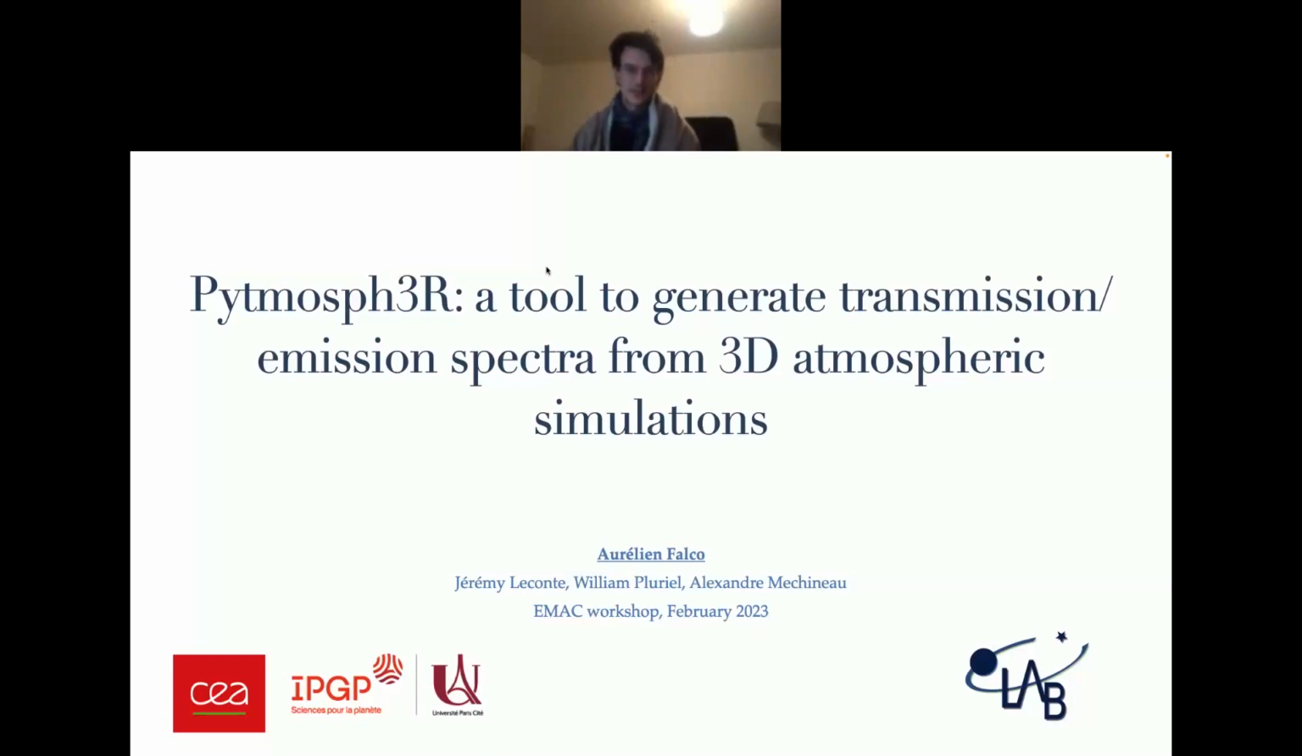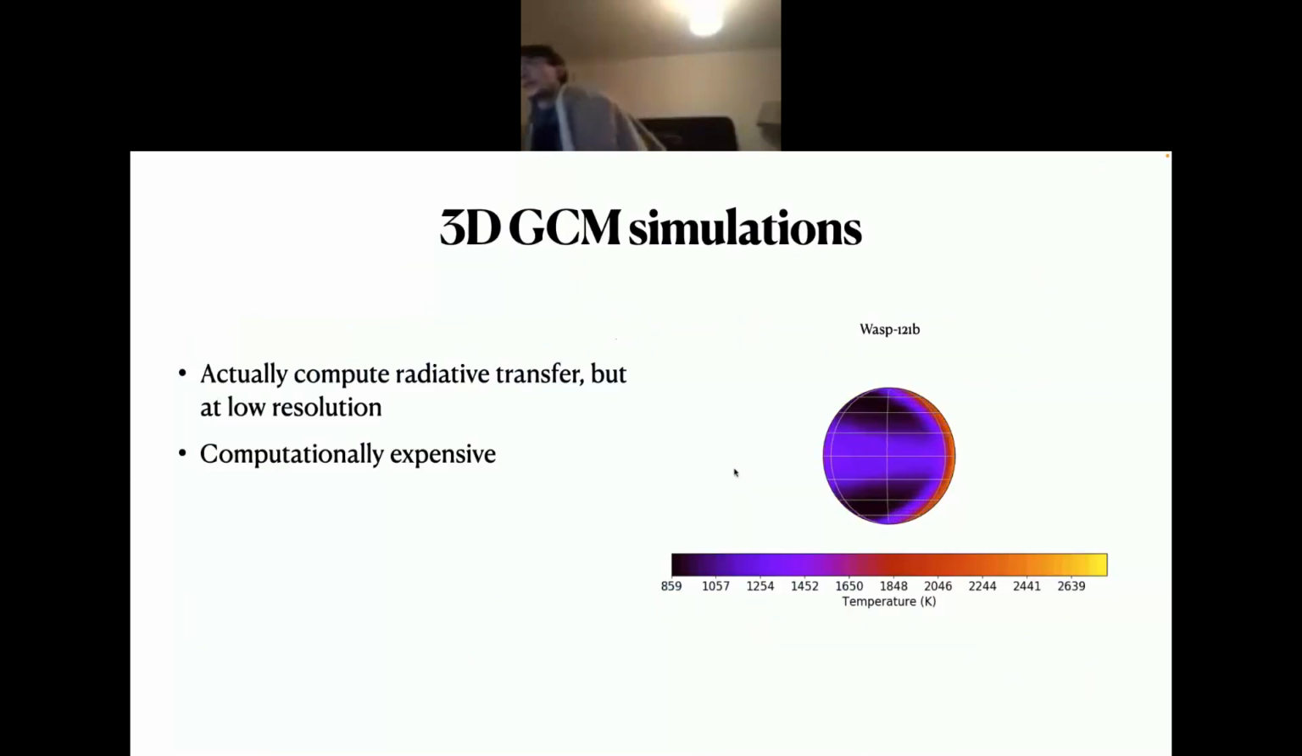So yes, indeed, I will talk about Pytmosph3R, which is a tool to generate the transmission and emission spectra from 3D, for example, GCM simulations. So the problem with GCM simulations is that they are actually very expensive in terms of computations. And so to remedy this problem, people use low resolution correlated K opacity data to generate the simulation.